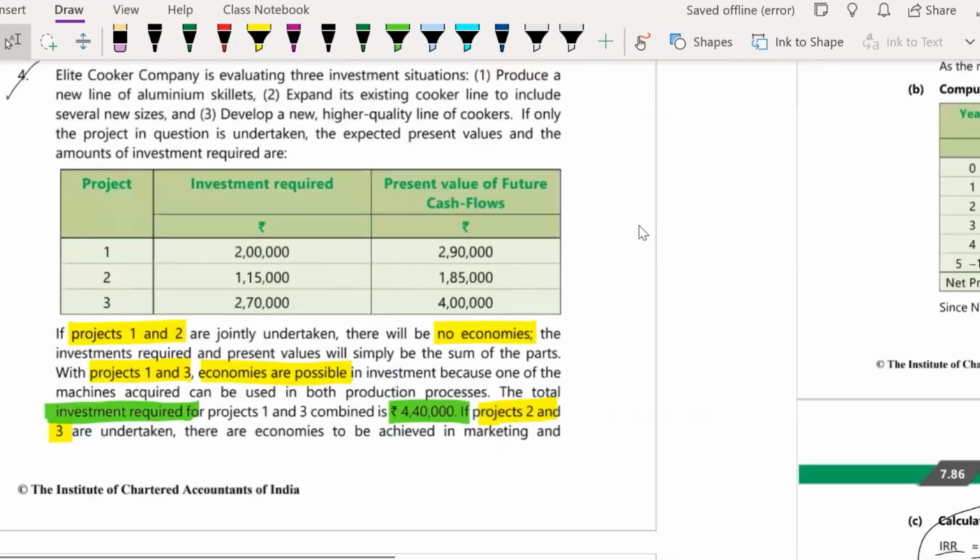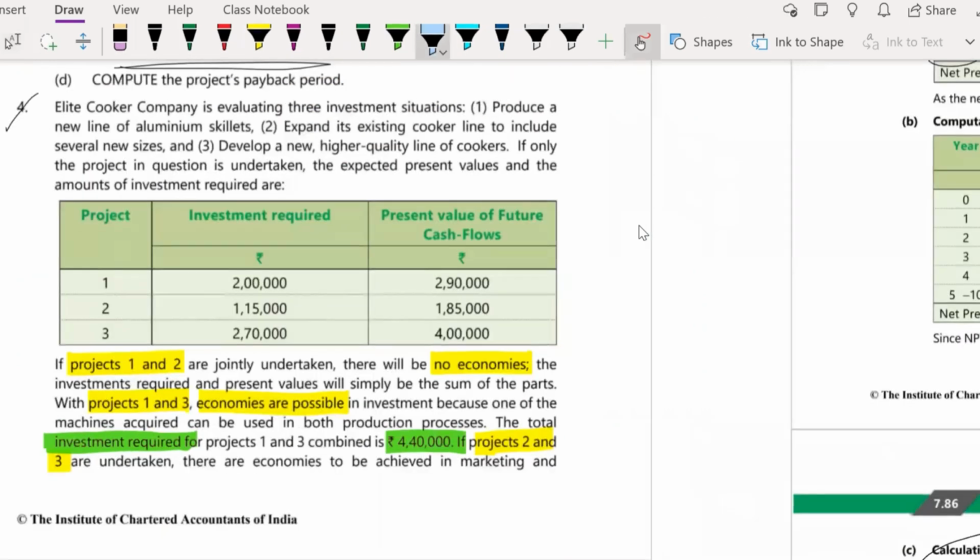That was your question number 3. Now moving on to question number 4. Here they are telling that Elite Cooker Company is evaluating 3 investment situations. In this question, you need to have a good amount of concentration, so that you are able to understand it at first go itself.